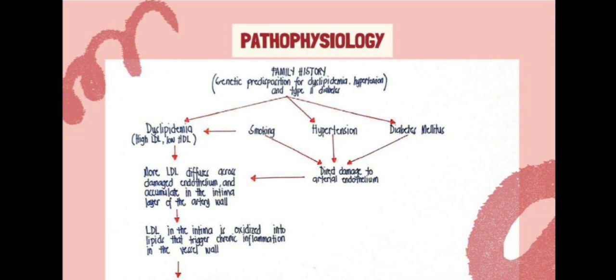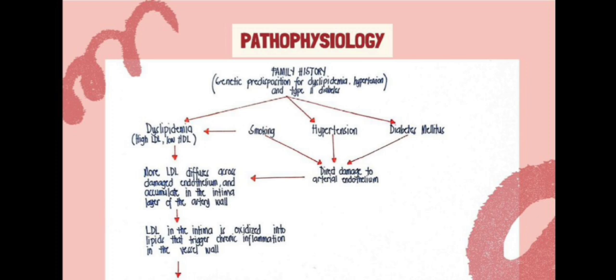Next is the endothelial damage. The endothelium is the inner lining of the blood vessels, and damage to it is a key event in atherosclerosis. This damage can be caused by smoking, high blood pressure, and diabetes. The damage makes the artery walls more permeable, allowing cholesterol particles and other substances to enter the artery walls, which sets the stage for the development of plaques.